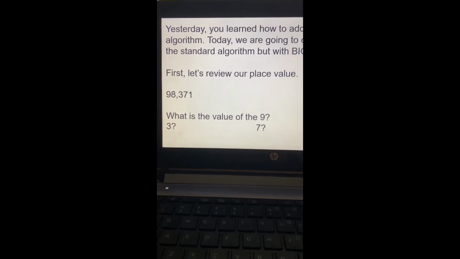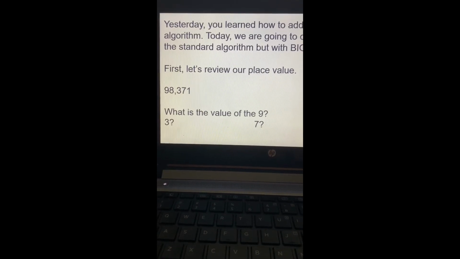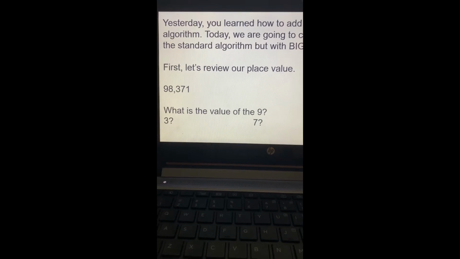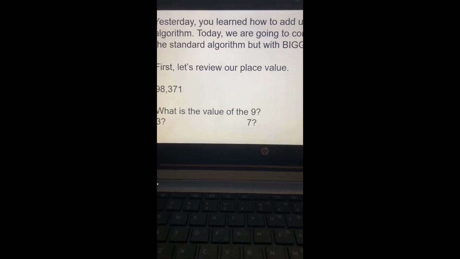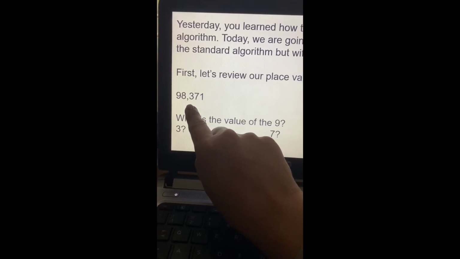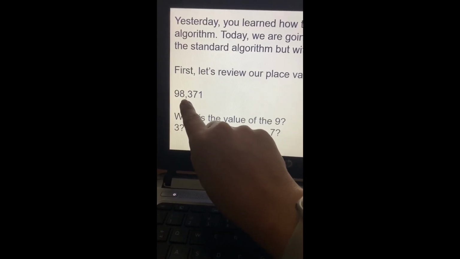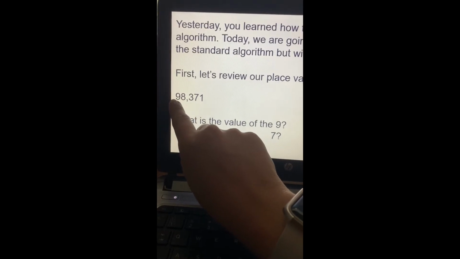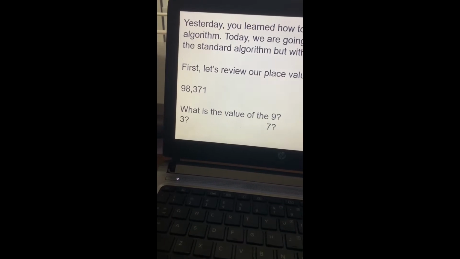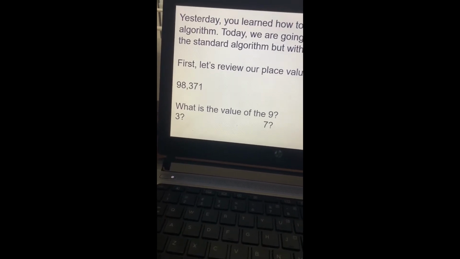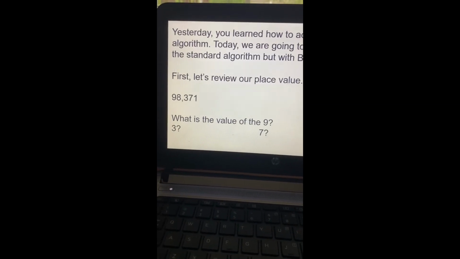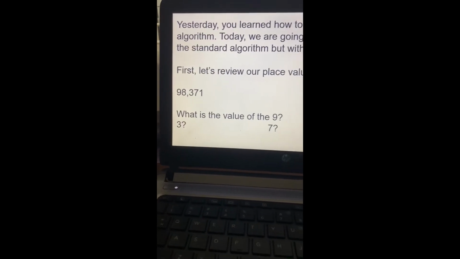So looking at this number, 98,371, what is the value of the 9? Think about our place value. Ones, tens, hundreds, 1,000s, 10,000s. So if that's 10,000s, that is 9 10,000s. 9 tens are 90,000. The 9 has a value of 90,000.